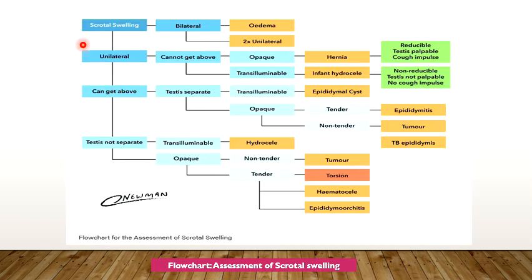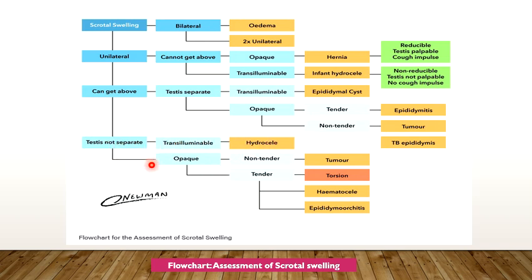Okay, this is a simplified flow chart illustrating the assessment of a patient with scrotal swelling or scrotal lump. This is a scrotal lump here. It can be unilateral or bilateral. If it is unilateral, you can get above it. Testis is separate or not separate. And then you see whether it transilluminates. If it transilluminates, then it's hydrocele.